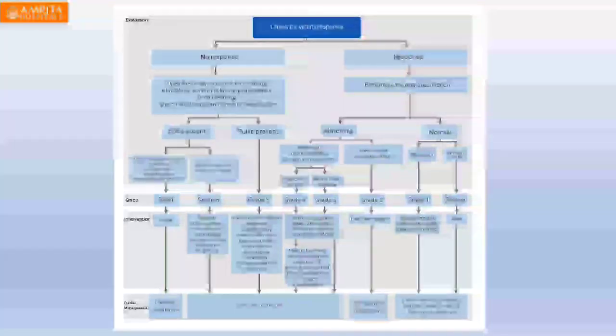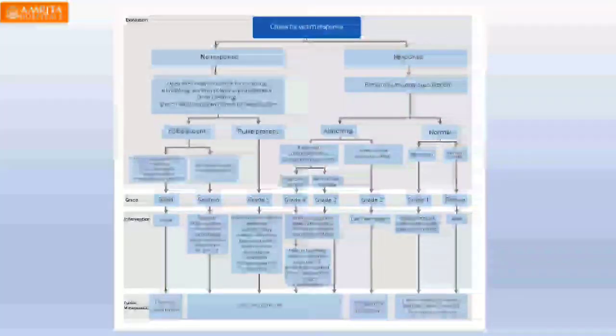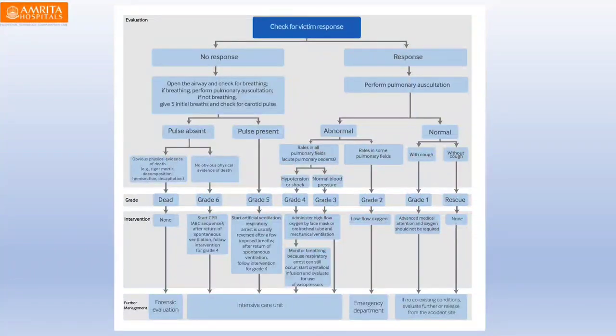To conclude, we have a beautiful flowchart that I have taken from the BMJ position paper. So in a nutshell, the diagnosis and management of a drowning victim can be seen from this chart. Initially, check for responsiveness of the victim. No response, open the airway and check for breathing. If breathing, perform pulmonary auscultation. If not breathing, give 5 rescue breaths and check for carotid pulse. That is the priority.